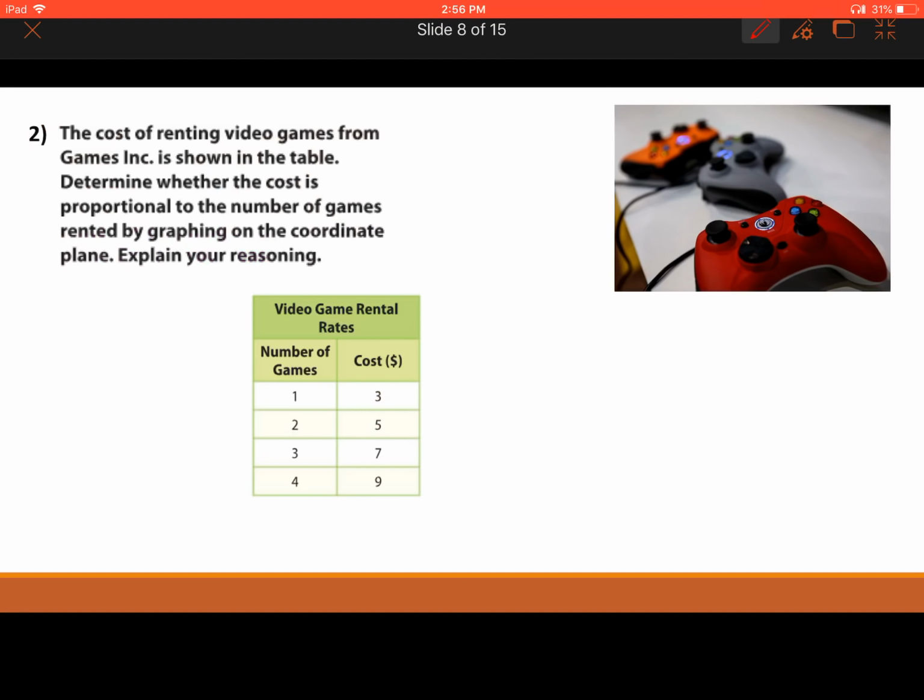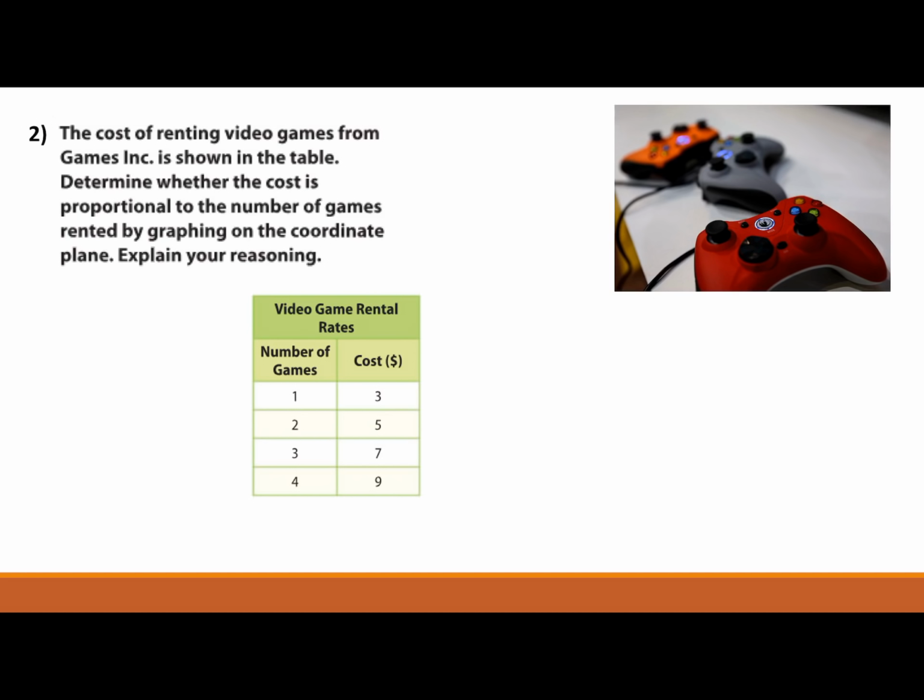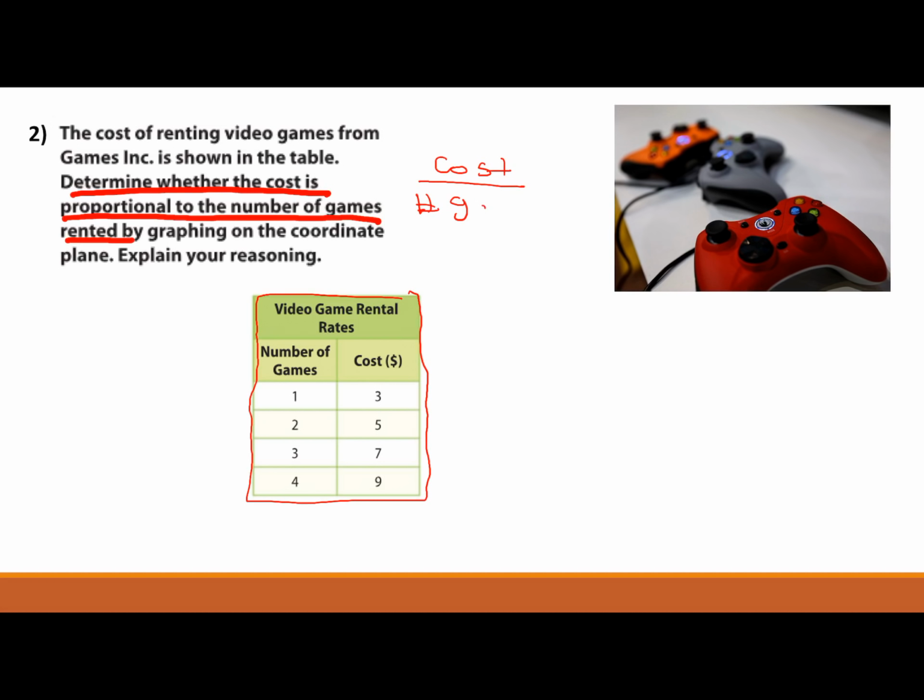In our next example, the cost of renting video games from Games Inc. is shown in the table. So this table right here shows you how much it costs to rent games from this company. We want to determine whether or not the cost is proportional to the number of games rented. So remember, when we do that, we want to know if the cost is proportional to the number of games. So what does this mean? We want to know if it costs the same amount per game.